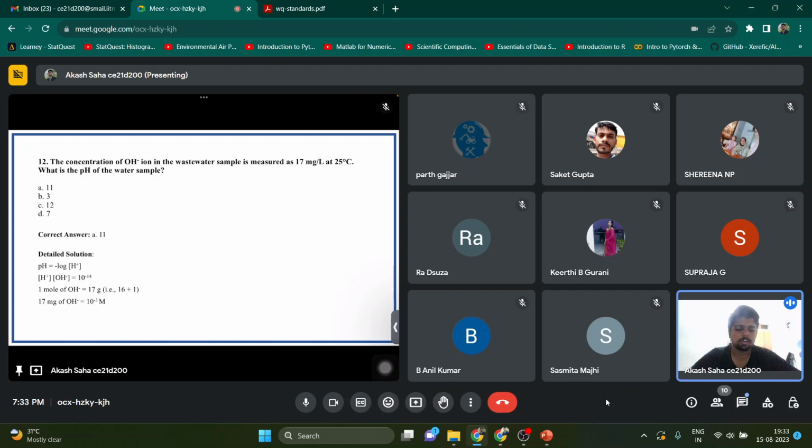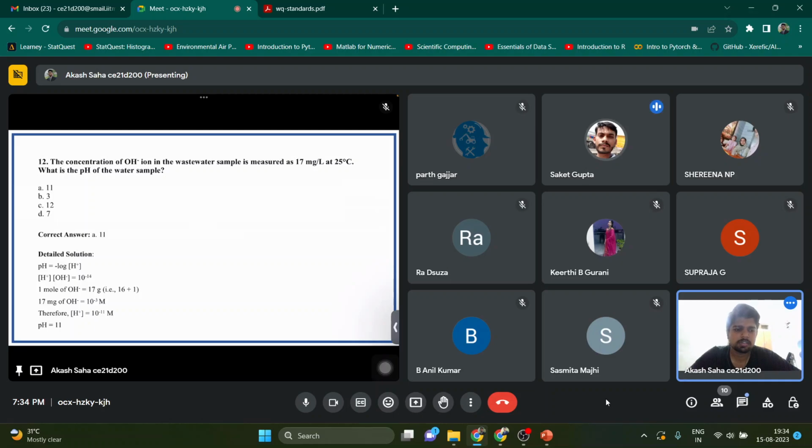So the concentration of OH minus ion in the system will be 10 raised to power minus 3 molar. From this, we can find out the concentration of H plus ions. We have this equation: H plus into OH minus is 10 to the power minus 14. So from this we can find the concentration of H plus ions. And if we know the concentration of H plus ions, then the negative logarithm of H plus ions will give me pH as 11. Is it clear, Saket?